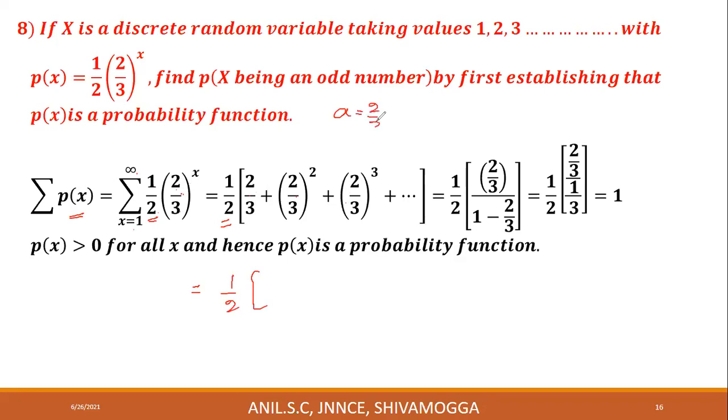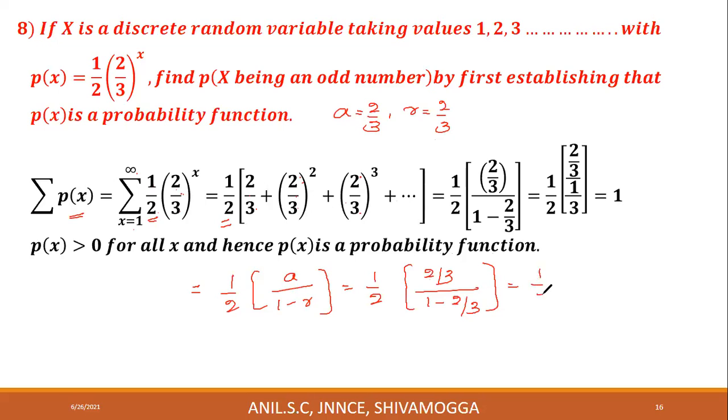and r is the common ratio. R is any term divided by its previous term. 2 by 3 whole square divided by 2 by 3 is 2 by 3. 2 by 3 whole cube divided by 2 by 3 whole square is 2 by 3. Any term divided by its previous term is a constant, and there are infinite number of terms. Therefore, the sum is given by a divided by 1 minus r. This is equal to half into a, which is 2 by 3, divided by 1 minus r, where r is 2 by 3.